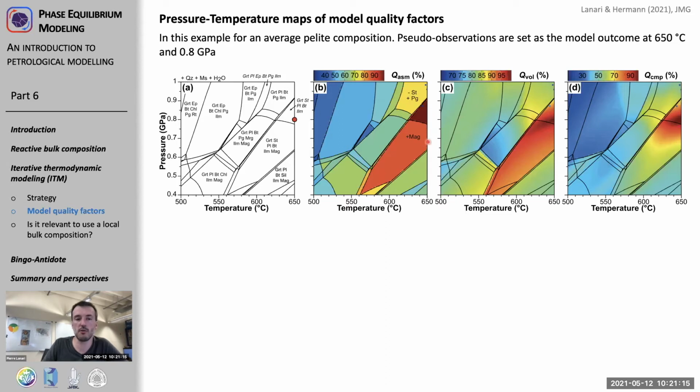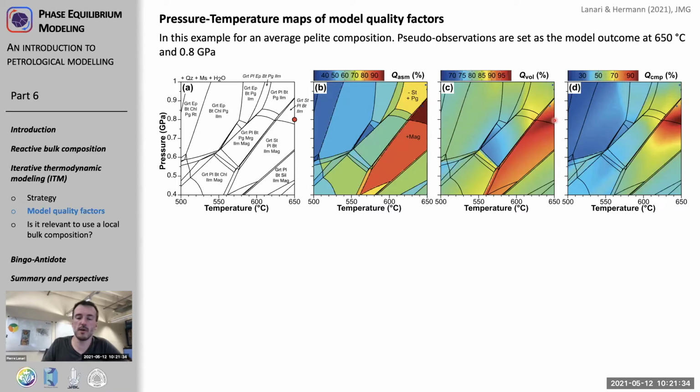If you change one mineral, for example, if you add magnetite in the model, then you see that you have a value of QASM that will decrease, in this case, to 85%. If you have minus staurolite and plus paragonite in this stability field, then you have a lower value of QASM.